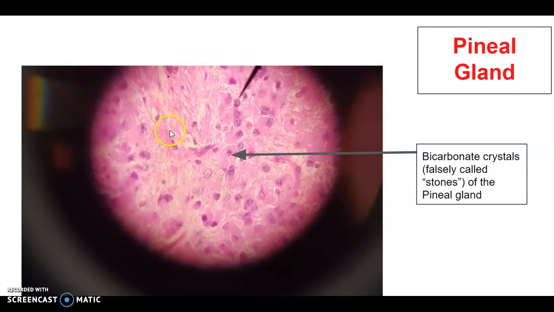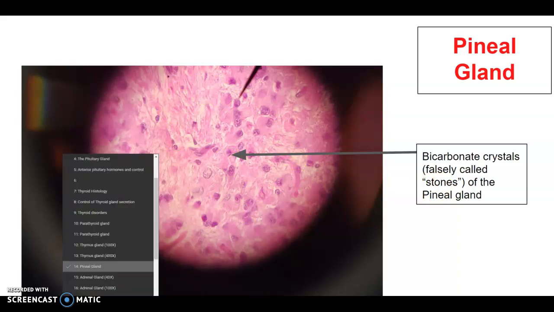So what do you see? You see mostly fiber-like structures, which are nothing but what? These are the axon fibers, right? But here, what do you see? You see these structures, which are not cells, by the way, but these are bicarbonate crystals. So whenever you see these crystals or these stone-like structures, which are actually falsely called stones of the brain, this organ, this gland is the pineal gland.